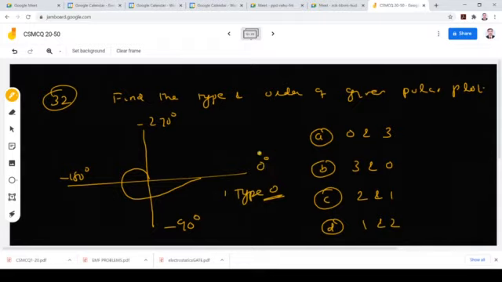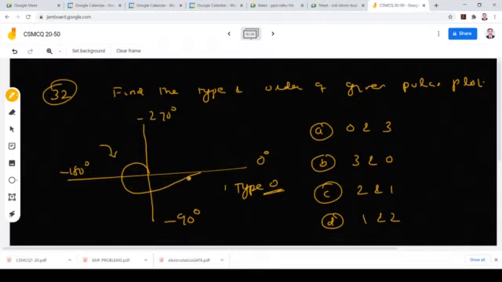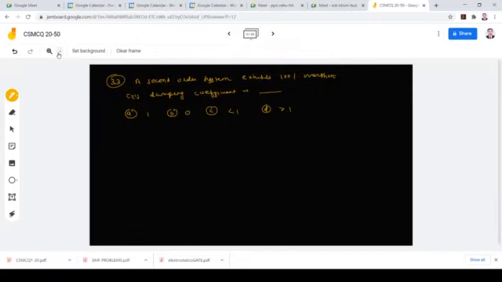Right? And where it ends in this quadrant, it is order 1, order 2, order 3. So here order 3, it ends here. Okay, arrow mark is going like this. You assume this. I didn't give. So order 3. So it is type 0, order 3. Next one.